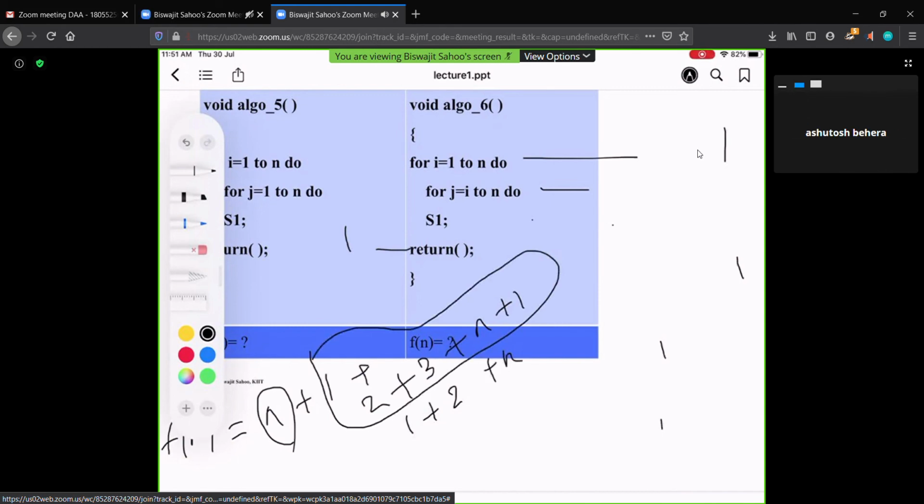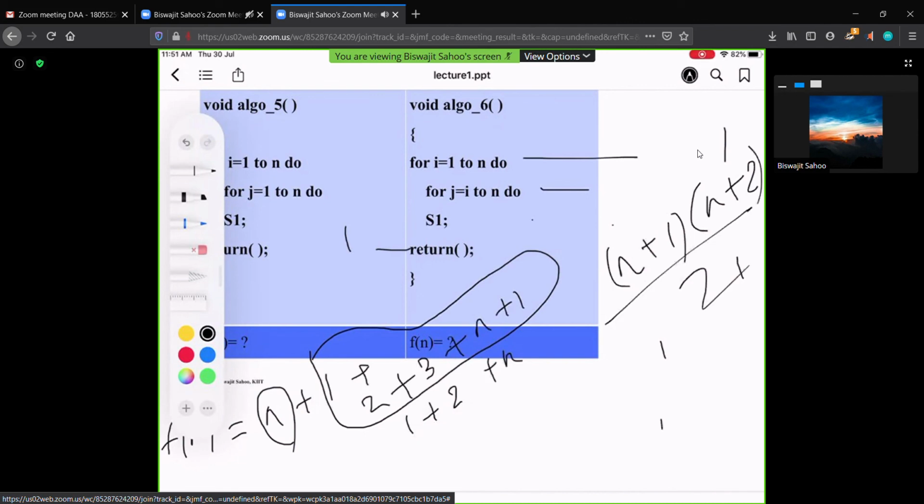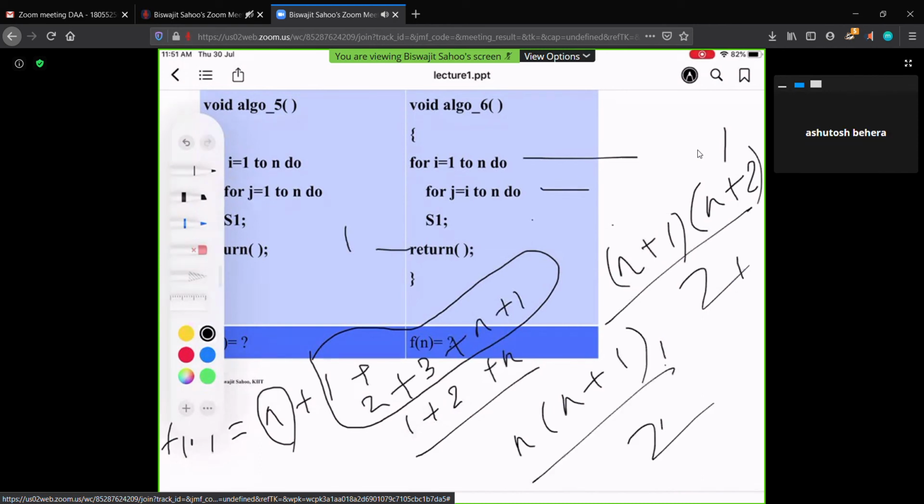What will it be? n plus 1 into n plus 2 divided by 2. And by this, 1 to n will be n into n plus 1 divided by 2. Plus n by 2. Yes, we will put plus here, plus here, and this will also be plus. It will be n. Sorry. Plus this term, plus these terms.